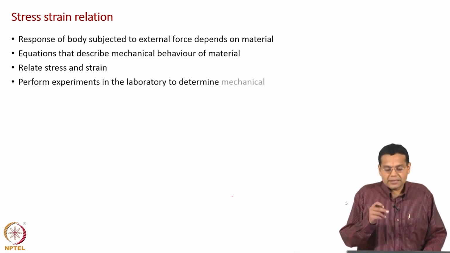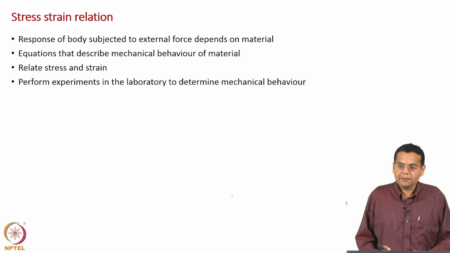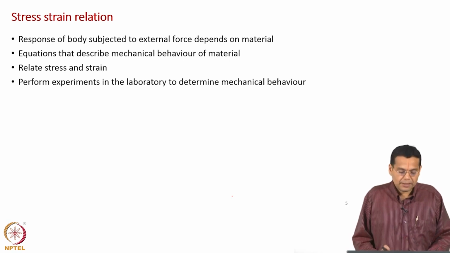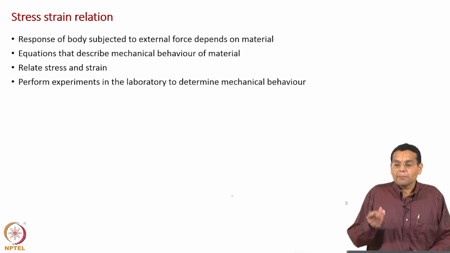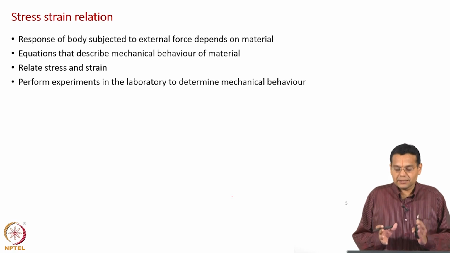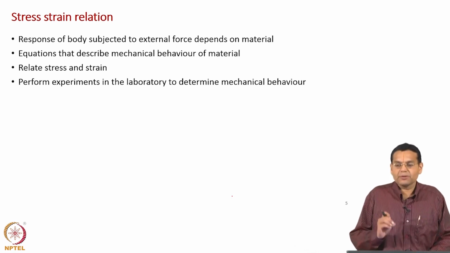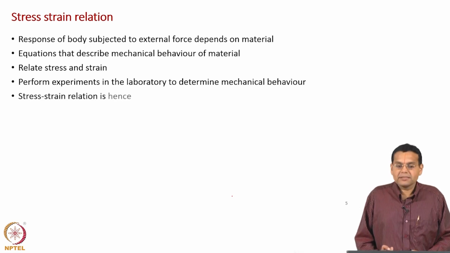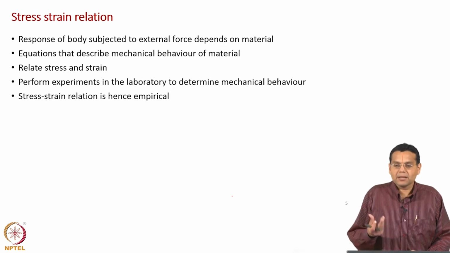Now, can this stress strain relationship be derived? We can derive the form of the expression, but when you derive, there are some constants which you call material properties. One material property which is known to you is Young's modulus, okay. But that Young's modulus has to be determined by experiments. So, the stress strain relationship with the actual values of the parameters is determined by performing experiments in the laboratory, and hence the stress strain relationship is empirical. When I say empirical, it is based on experimental observation, based on experimental evidence, okay.